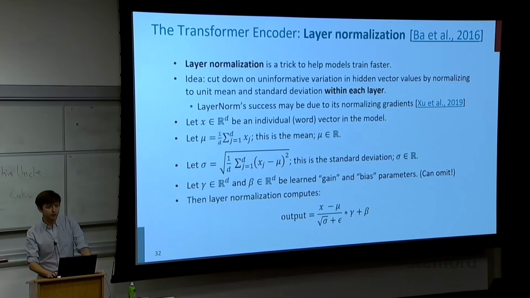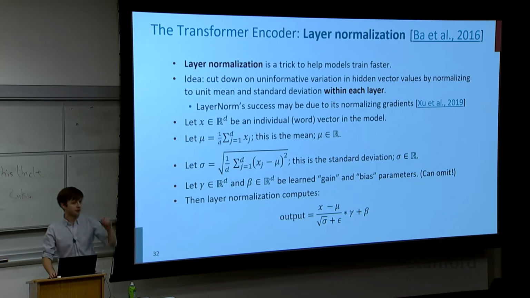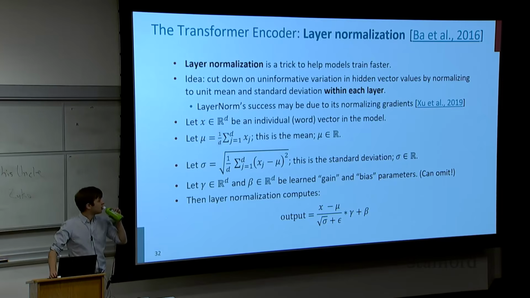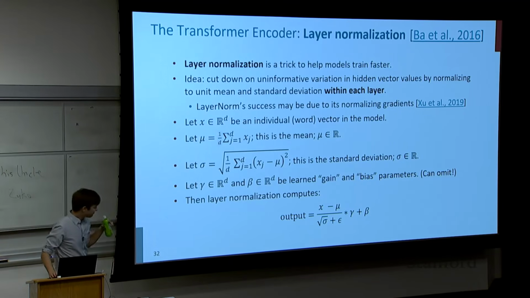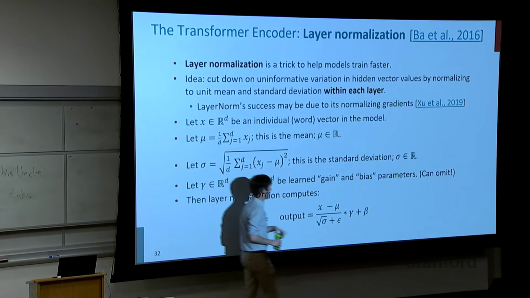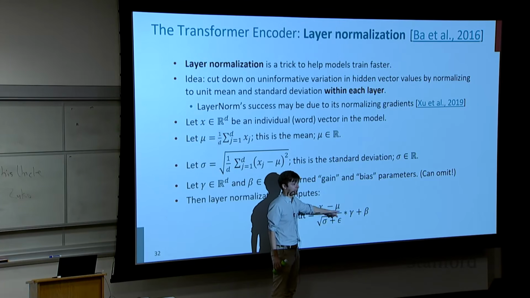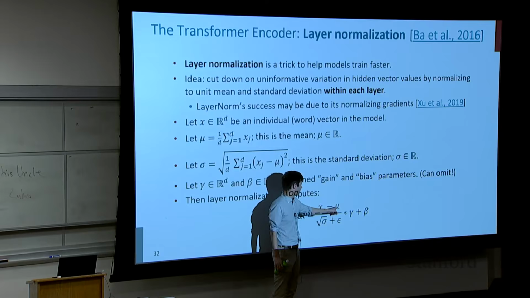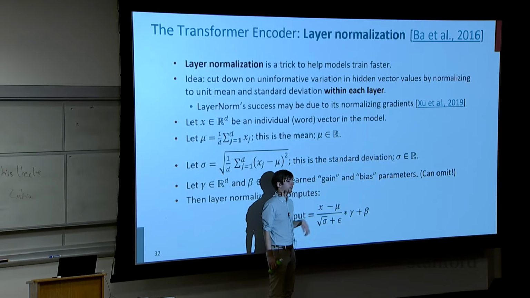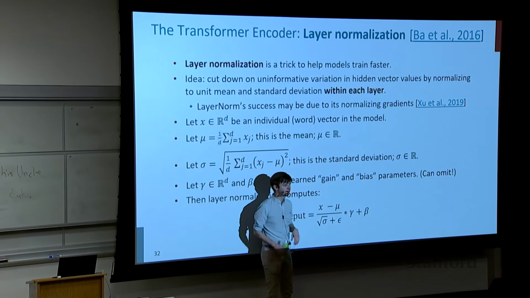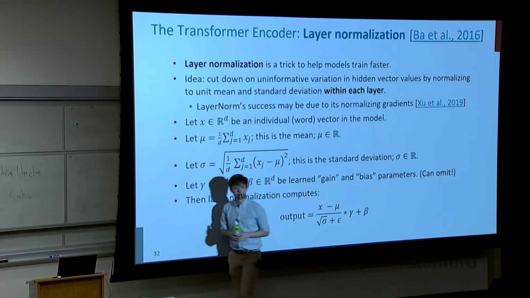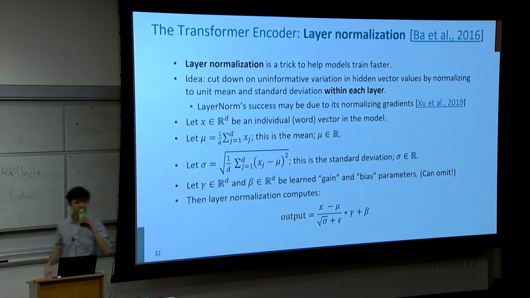Okay, any questions for residual or layer norm? Yes? What does it mean to subtract the scalar mu from the vector x? Yeah, that's a good question. When I subtract the scalar mu from the vector x, I broadcast mu to dimensionality d and remove mu from all d. Yeah, good point. Thank you, that was unclear.